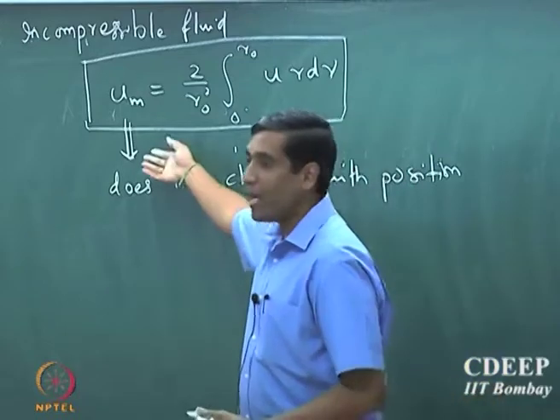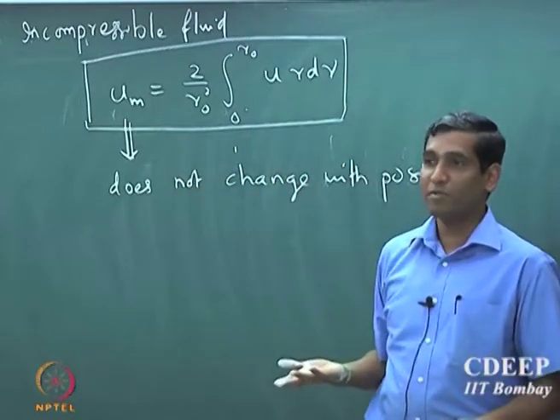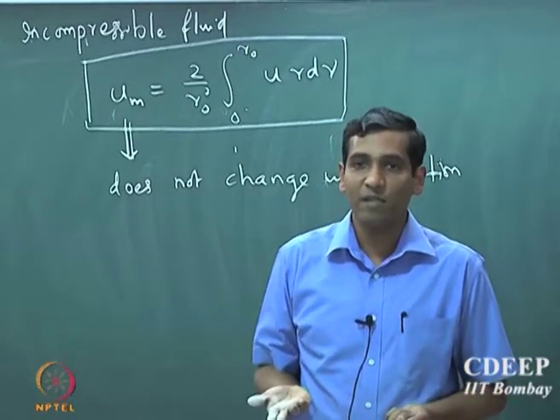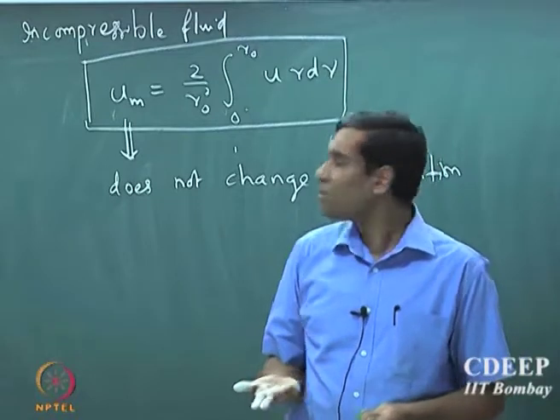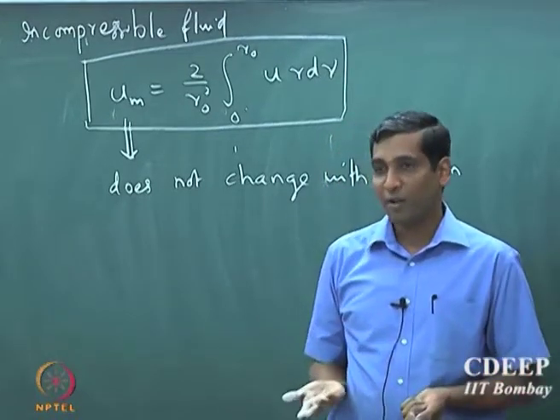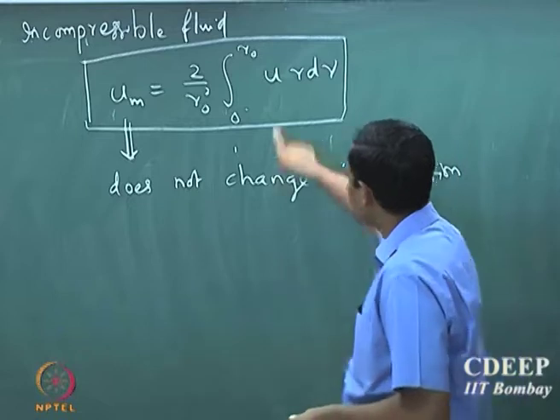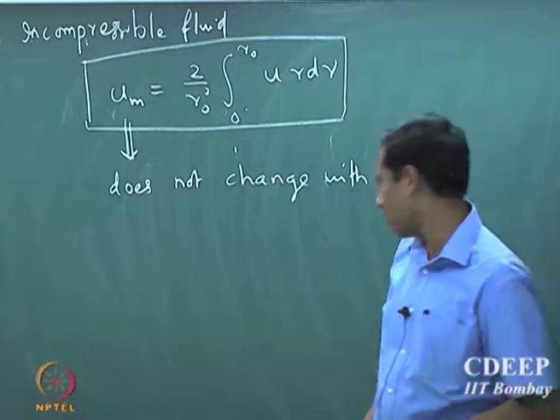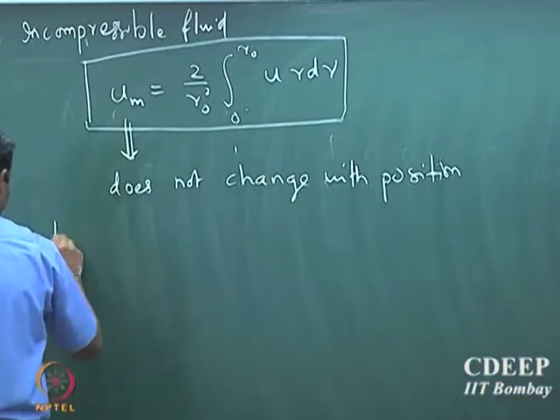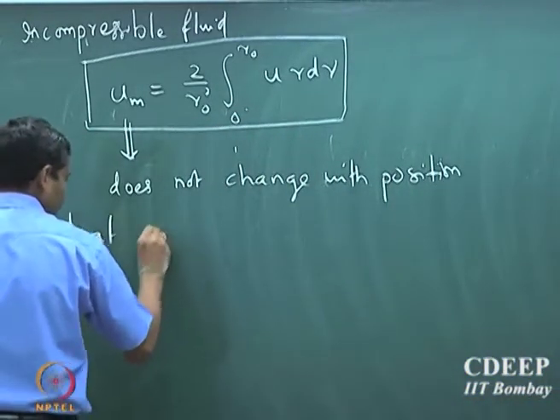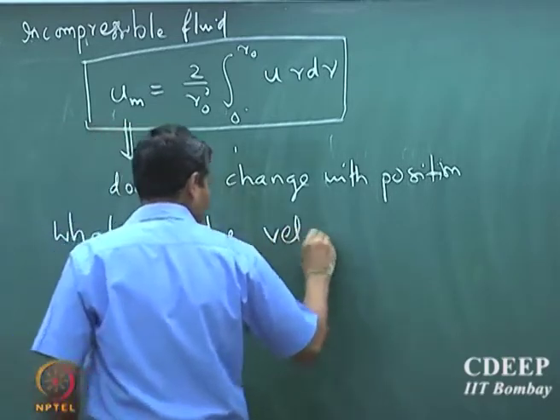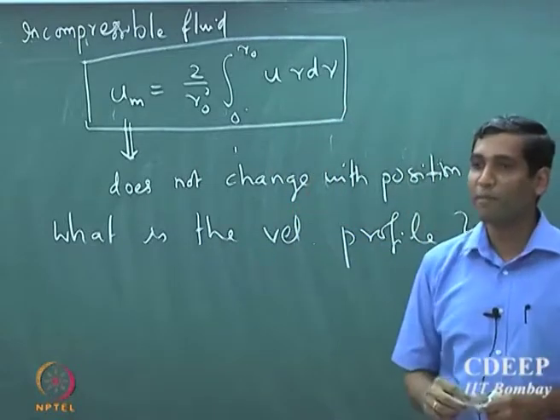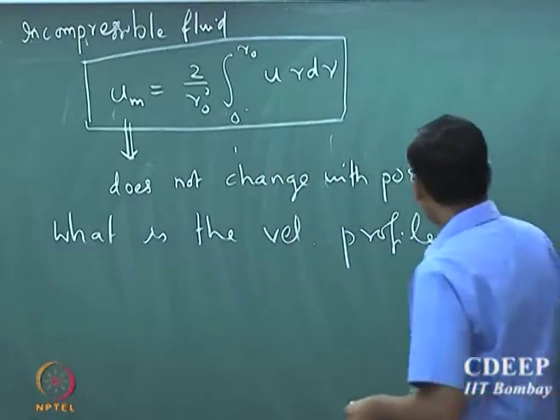But if you need to find UM, you need to know what u is, right? So if I don't know what the local velocity is, at least in a fully developed regime, then I will not be able to find out what is the average velocity. So the next exercise is to find out what is the velocity profile, at least in a fully developed regime.